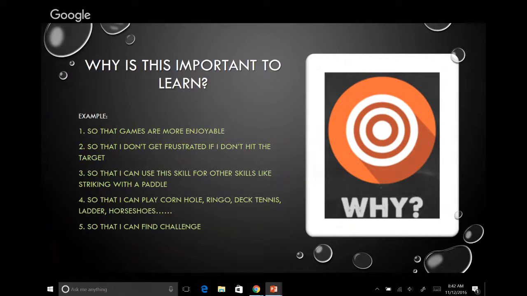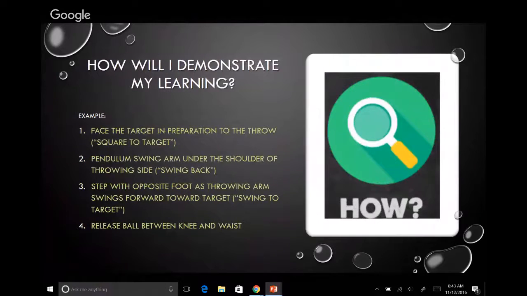So oftentimes, if you take the time to listen to why they think it's important to learn an underhand throw pattern, then they might come up with things that you hadn't even thought of. And this is going to be making, remember that horse, is going to be making them thirsty. And then how? So you're going to face the target.